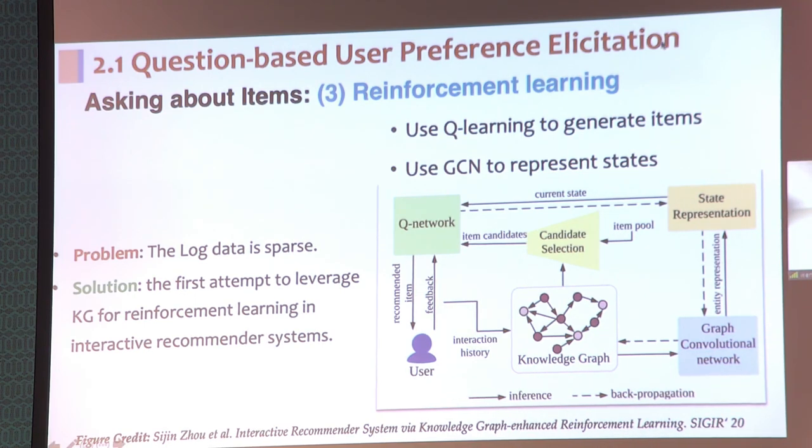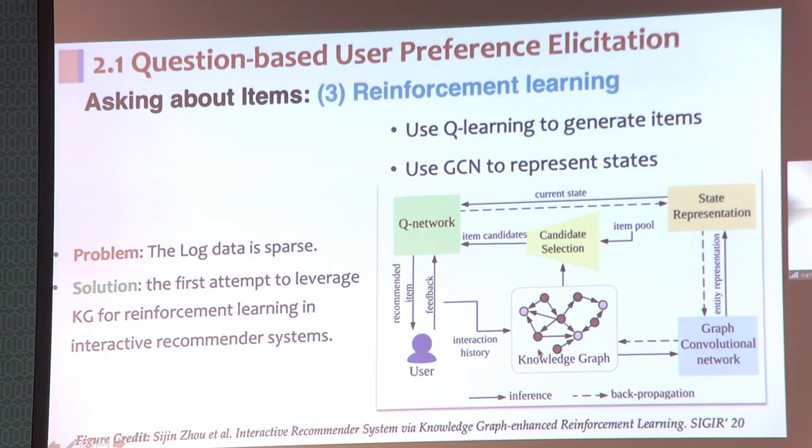So the solution usually employs reinforcement learning. Let's take a look at the example in the slide. It demonstrates a paper published at SIGIR last year. We can see this loop from the graph. Let's go through the loop in the graph.